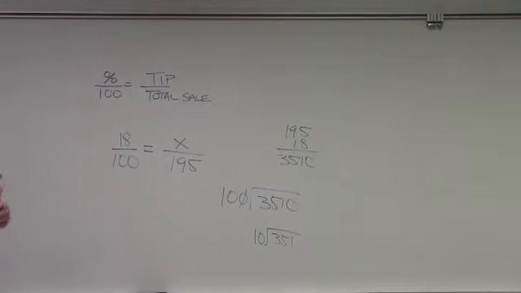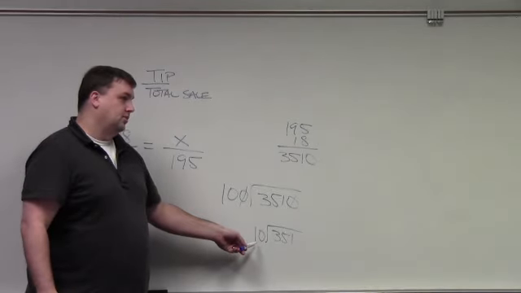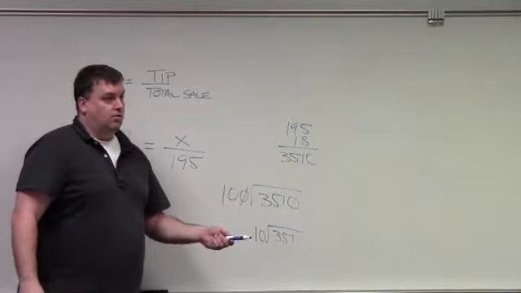Now if you remember the trick, when you're dividing by a 1 and then the zeros, that's just going to move the decimal one place. It'll end up being 35.1. But let's work it out the long way.